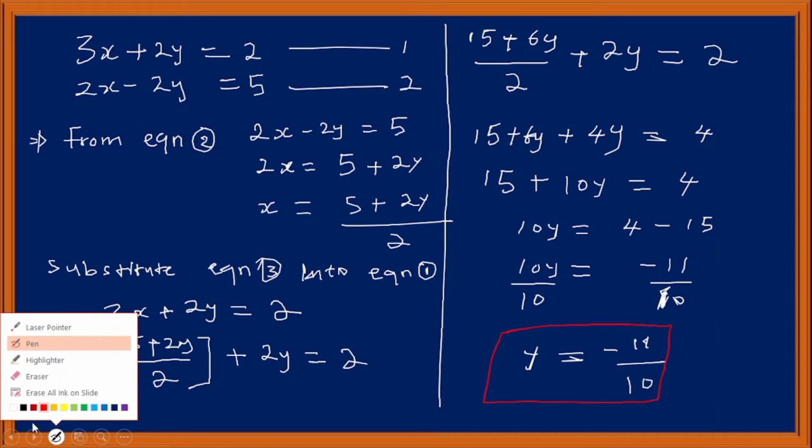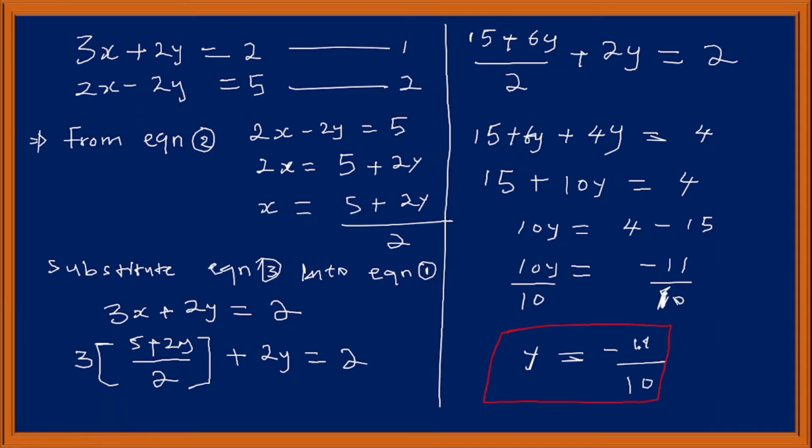So as simple as that, I've gotten the value of y by substituting this equation 3 I have here into any of these equations. So now how do I get the value for x? For me to get the value of x, I just need to substitute y in equation 3. So I'm going to substitute y.